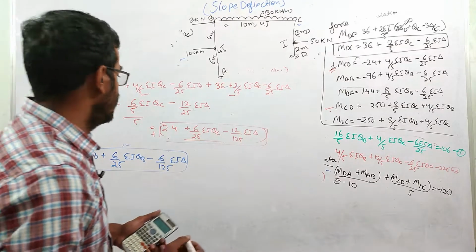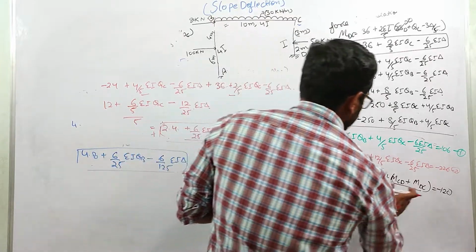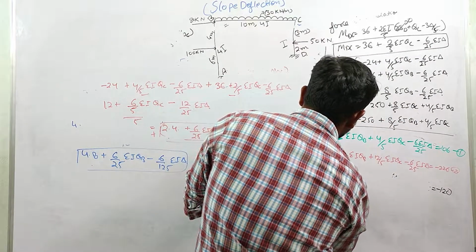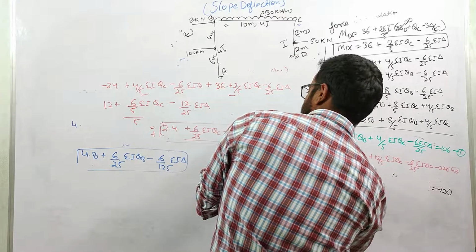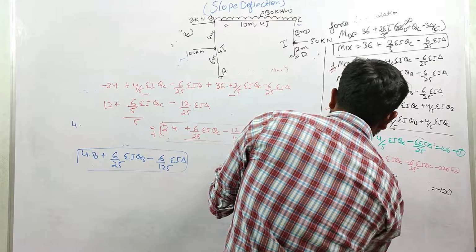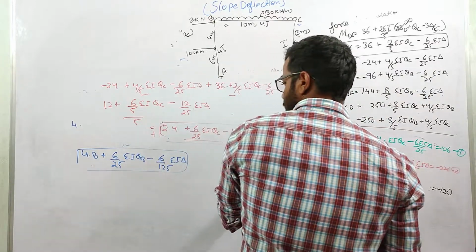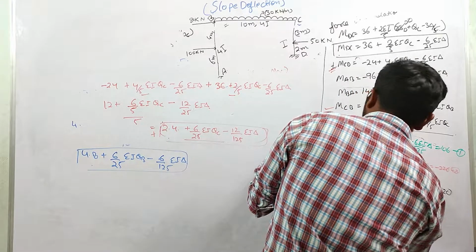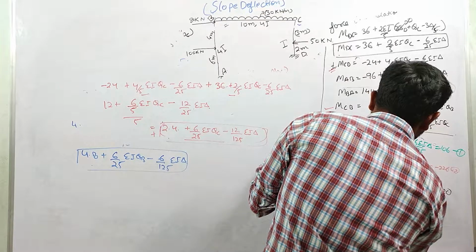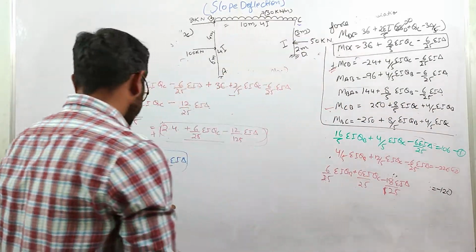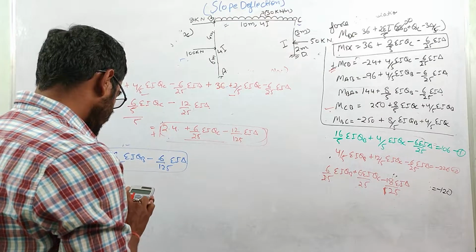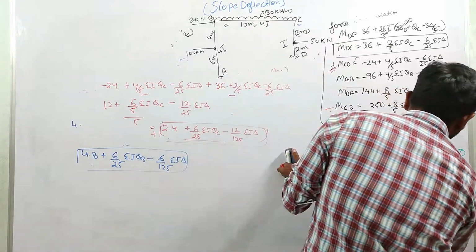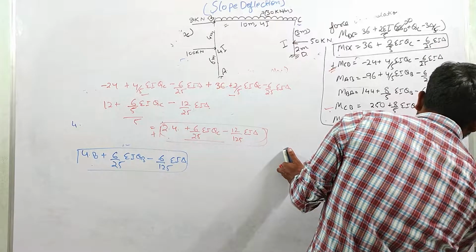Okay, so the final equation I can write: 6 over 25 EI theta B plus 6 EI theta C over 25 minus 18 EI delta over 125 equals minus 120 minus 4.8 minus 2.4. Okay, so this value is minus 127.2. This is equation number 3.